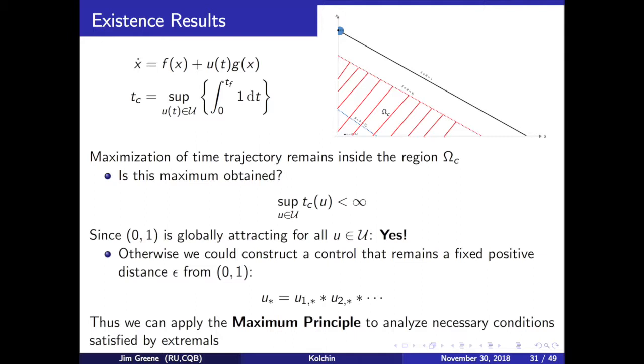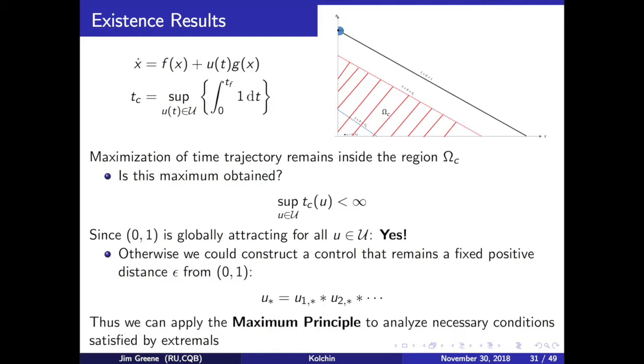If the sup is not finite over all these critical times over the entire control set, then the optimal control won't exist, and the maximum principle will be vacuous. So we need to actually establish that this sup of trajectories that essentially stay inside this box, the time of staying inside this box, is actually well defined.